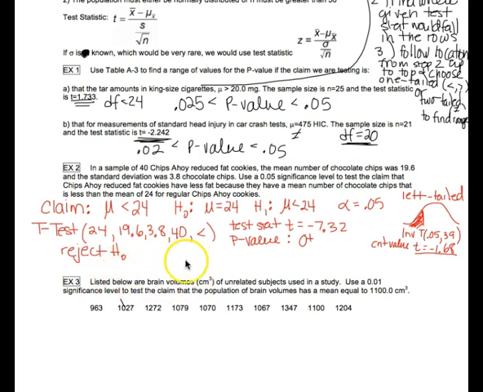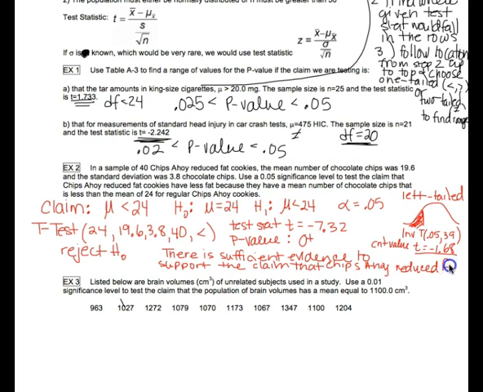our null hypothesis, which means our claim does not include equality, it's a less than, and we rejected, so that means we say there is sufficient evidence to support the claim that Chips Ahoy reduced fat have a mean number of chocolate chips less than 24.